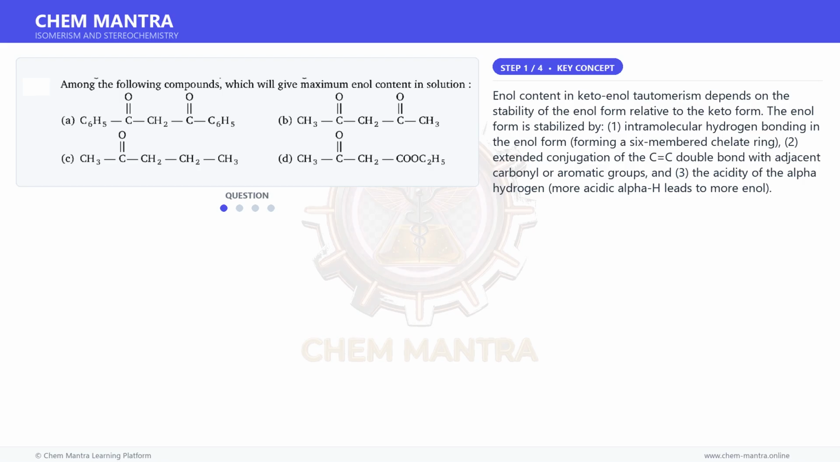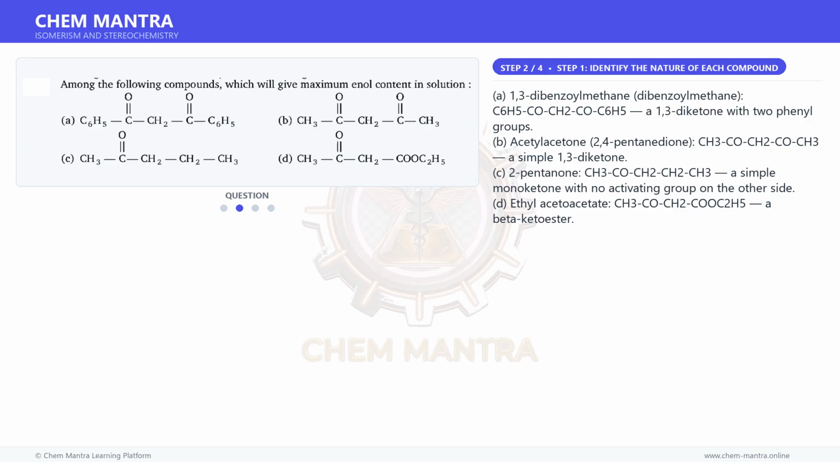2. Extended conjugation of the C=C double bond with adjacent carbonyl or aromatic groups. And 3. The acidity of the alpha hydrogen: more acidic alpha-H leads to more enol. Moving on to the next step.